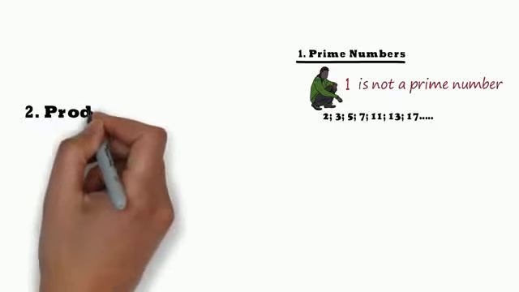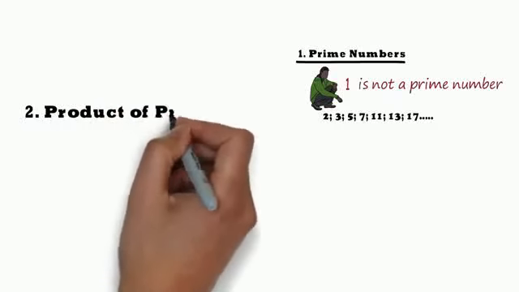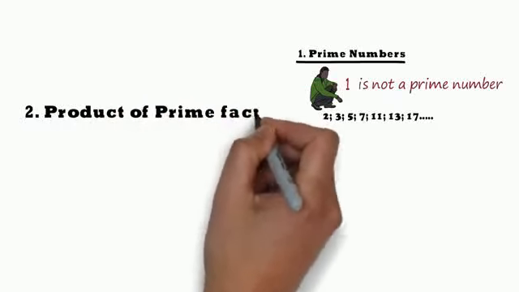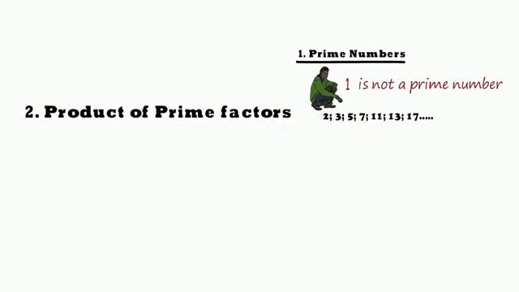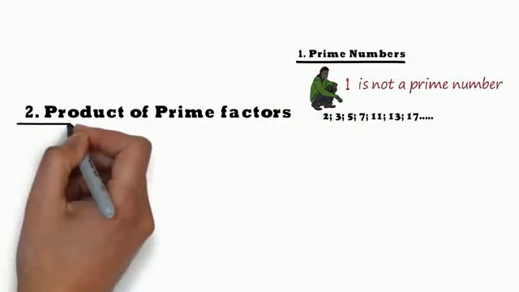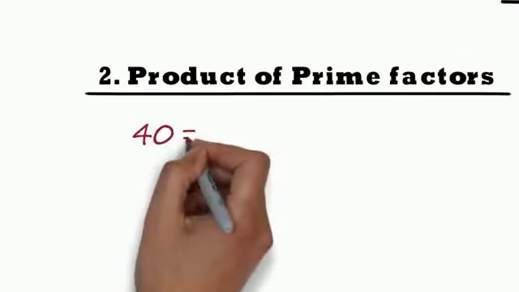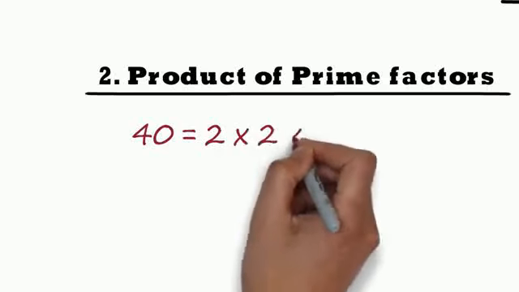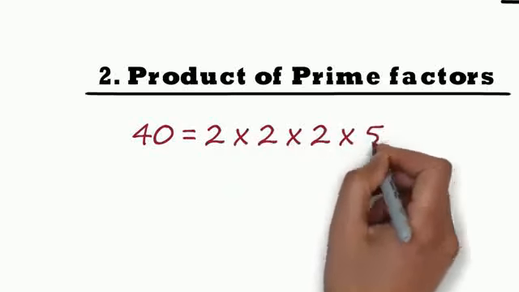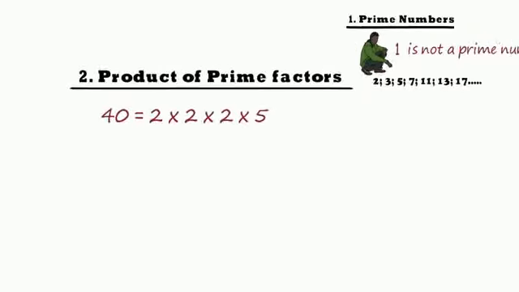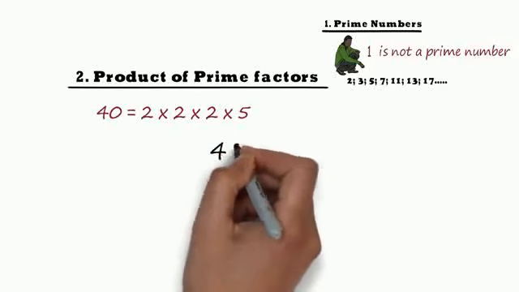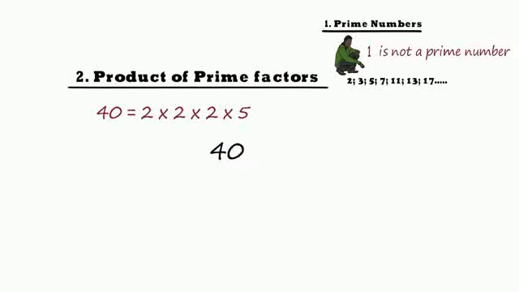Now, since we now know what a prime number is, we can now work out a product of prime factors. What are products of prime factors? Okay, we'll take an example of 40. Now, 40 is equal to 2 times 2 times 2 times 5. And these are products of prime factors. 2 is a prime factor and 5 is a prime factor.